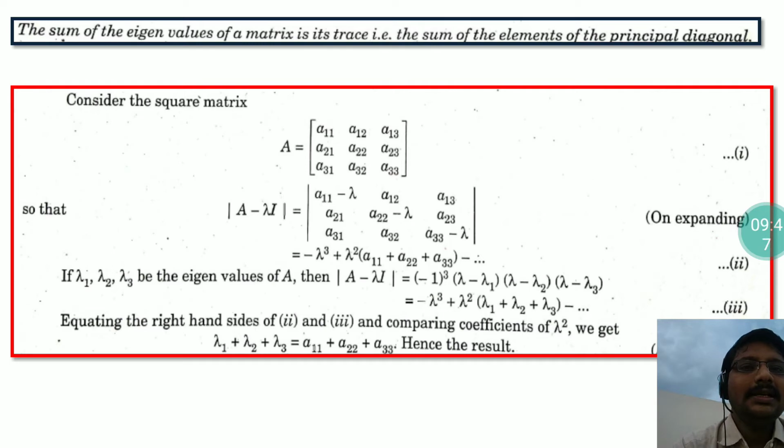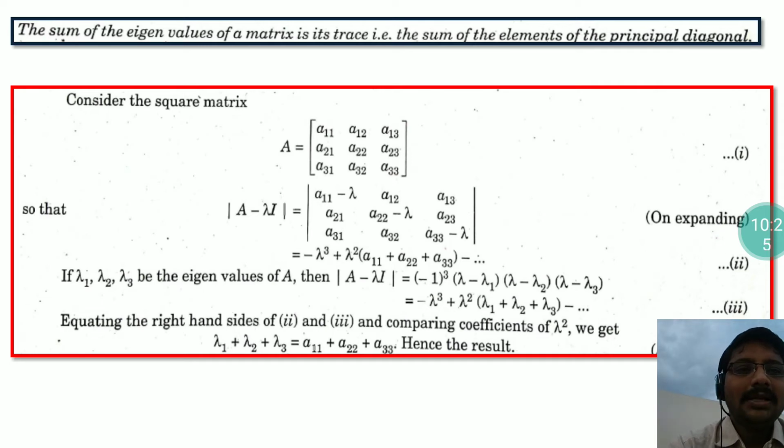For this we have to consider a square matrix. That is, A is a 3 by 3 square matrix here. So here we will prove with a general matrix. Here we have considered a 3 by 3 matrix to prove the required result. So A is a 3 by 3 matrix, that is the matrix of a11, a12, a13, a21, a22, a23, a31, a32, a33. a33 represents the element which belongs to the third row and third column. So these are the elements of the matrix A.